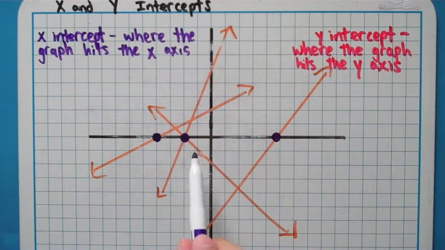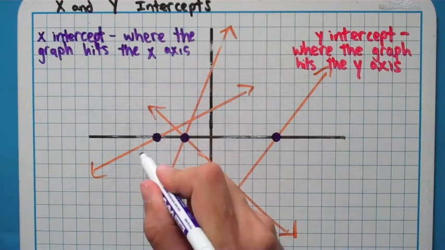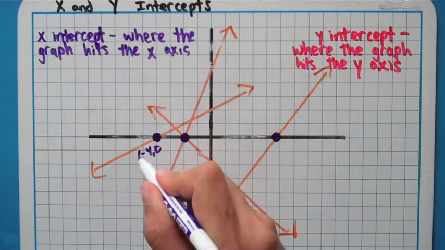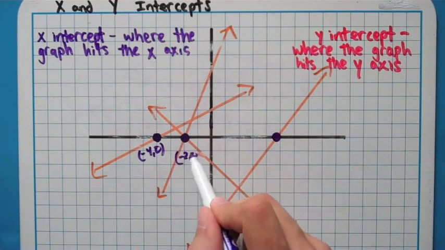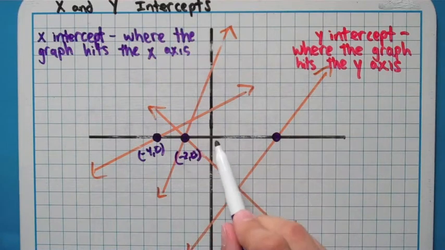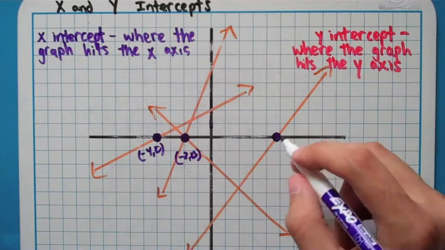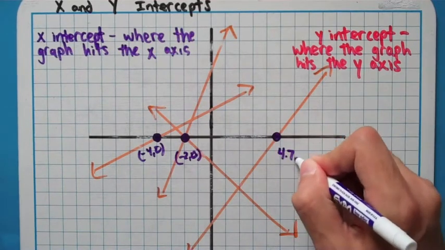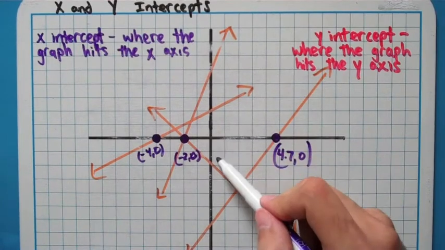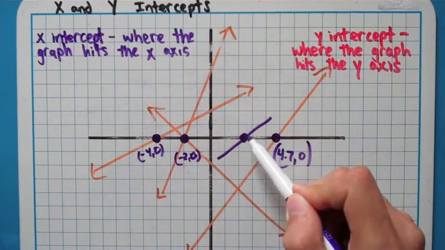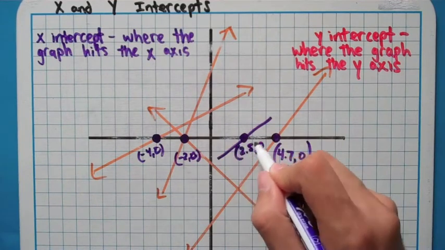I'm going to go ahead and, just for the fun of it, write down the coordinates of those points. This point appears to be about -4, 0. This guy right here is -2, 0, and that happened to be the same for both. And this guy over here, I can't say for sure what that is. I'm going to go like 4.7, 0. If I were to draw another line, maybe like this, the x-intercept would be right there at 2.5, 0.